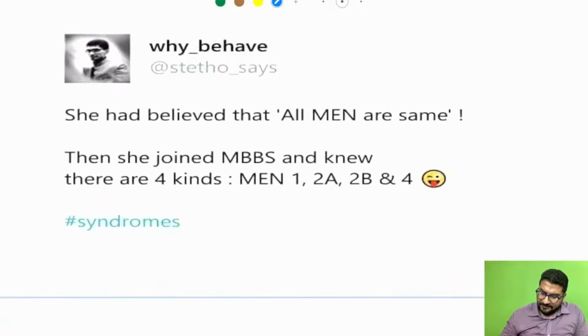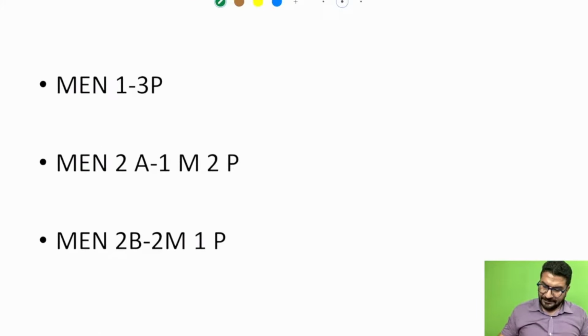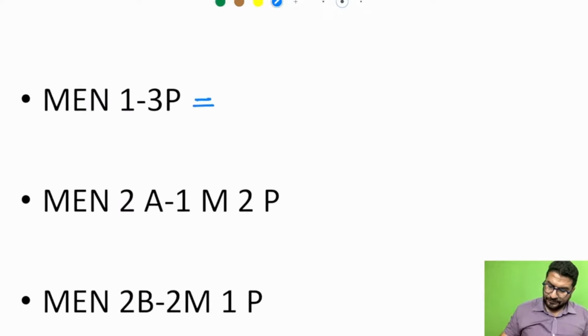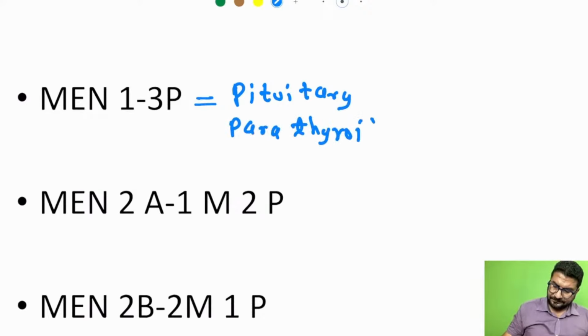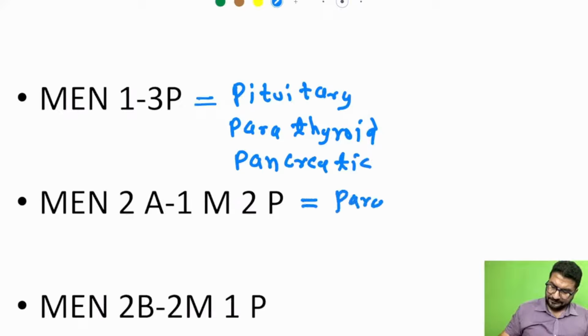Then, okay, she had believed that all men are same. Then she know after MBBS she is saying men 1, men 2A, men 2B, men 4. So they ask you question on men syndrome. Men syndrome means multiple endocrinal neoplasia. So men 1 will be 3P. 3P means patient will have pituitary tumor, parathyroid tumor and pancreatic tumor. Pituitary, parathyroid hyperplasia or tumor and pancreatic tumor.